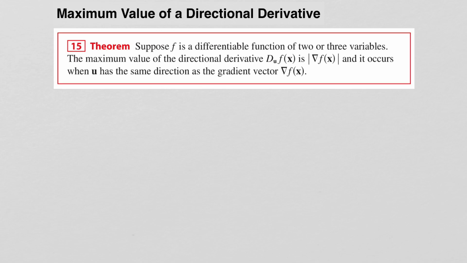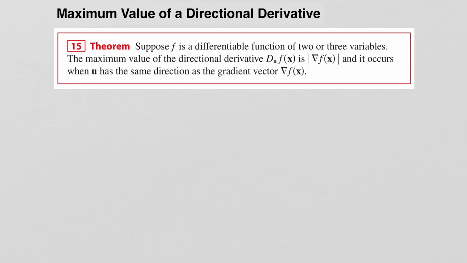Now let's consider the maximum value of a directional derivative. Suppose f is a differentiable function of 2 or 3 variables. The maximum value of the directional derivative is the absolute value of the gradient of the function and it occurs when u has the same direction as the gradient vector. Okay, so let's go ahead and prove this.